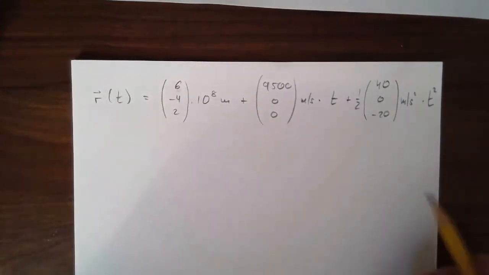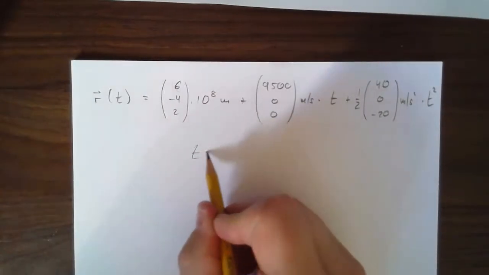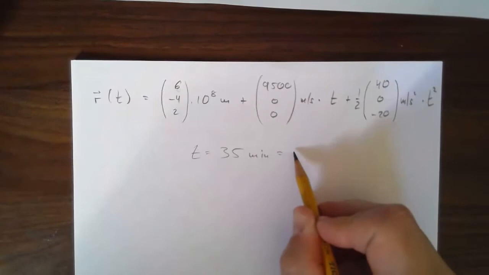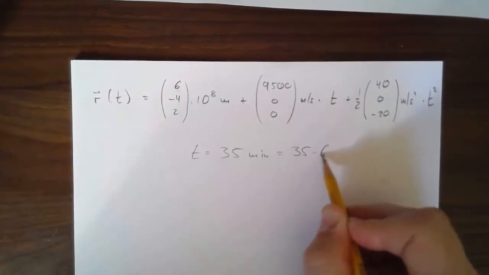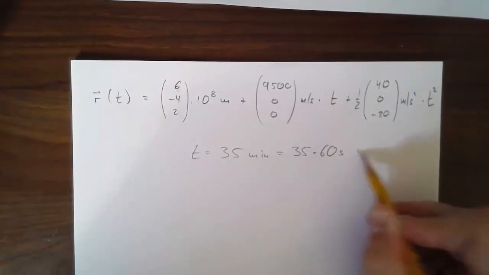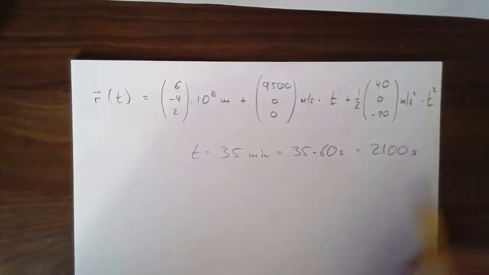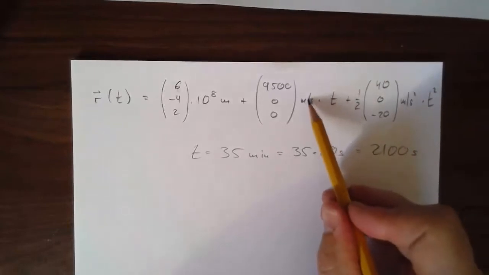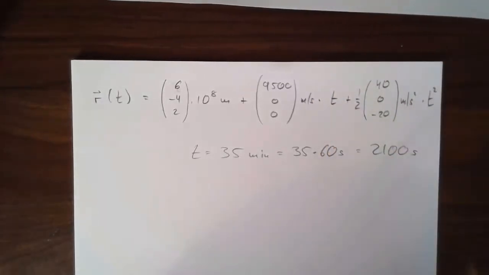So what is t? What's the time? Oh, the time was 35 minutes. Well, that's 35 times 60 seconds. That is 2,100 seconds. That's what I want to plug in here and here. Why? Because this is in seconds, so I have to work in the same units.